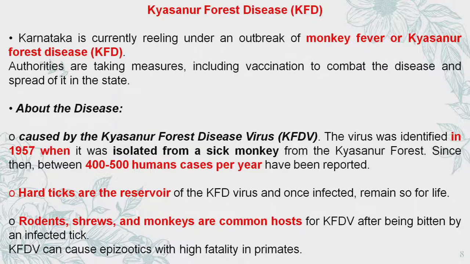You will see what the disease is. When I put the word Kyasanur Forest Disease virus, the virus is the causative organism. It was identified in 1957 from a sick monkey in the Kyasanur Forest. That's why the name is Kyasanur Forest Disease. A viral component was identified from a sick monkey in 1957 in the Kyasanur forest. So they earned the name Kyasanur Forest Disease. Since then, nearly 400 to 500 human beings per year are affected by this monkey fever.